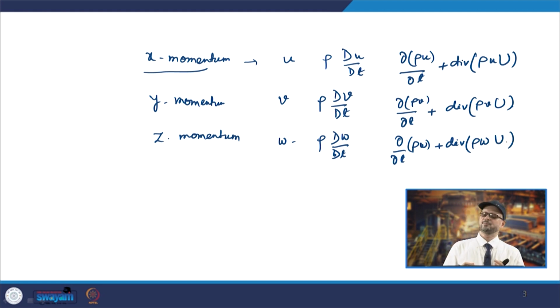Accordingly, this total derivative or substantial derivative expression will be used for finding the conservation equation for momentum also in the coming lectures, where we will derive the conservation equation for the momentum. So, in the coming lecture we will have the expression for the momentum equation in 3 dimensions.